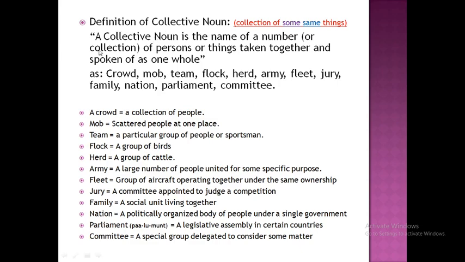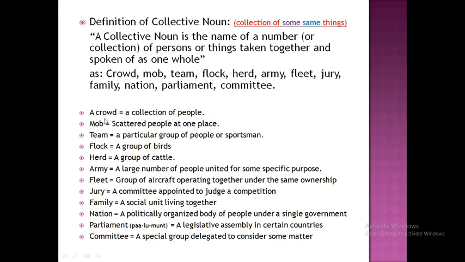Definition of collective noun. What is a collective noun? A collective noun is a name of a number of persons or things taken together and is spoken of as one whole. The thing which I said, collective noun is the collection of some same thing. The same is mentioned in the bracket. Collection of some same thing. एक ऐसा समूह जहां पर एक ही तरीके की चीजों को अरेंज किया गया है और उस पूरे समूह को एक नाम दिया गया है. That is the collective noun.